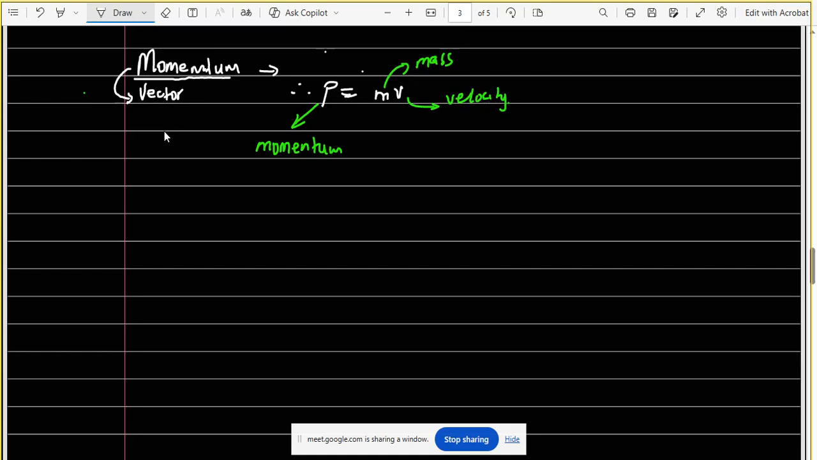So this tells you that if the mass is constant, the momentum is directly proportional to the velocity. Look at the formula. If the mass of this object is constant, the mass is not changing, we can say that the momentum is directly proportional to what? To the velocity, okay?